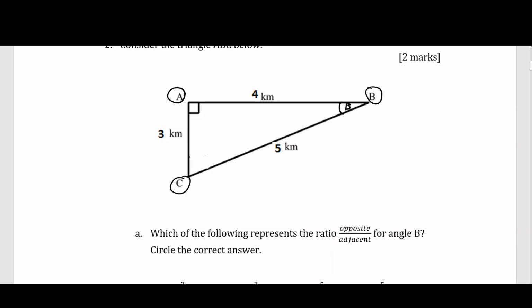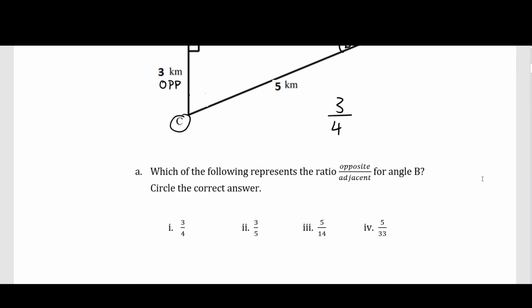Okay, so what's opposite over adjacent? So this is the opposite side here. That's the opposite. And this is the adjacent. So what's the ratio of opposite over adjacent? That's going to be 3/4. So let's have a look. And it's this first one. Okay, so that's the answer there.